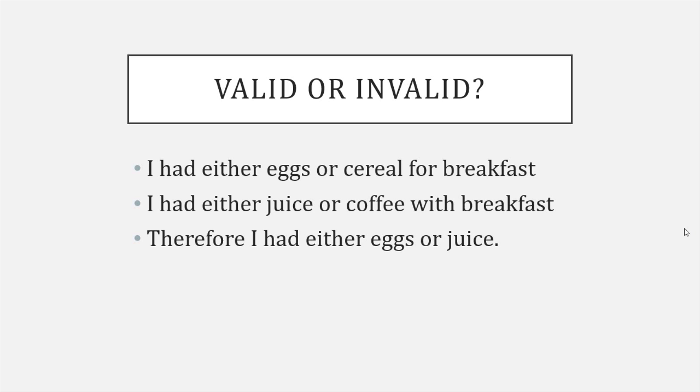Cereal and coffee. If you had cereal, that makes the first premise true. So I either had eggs or cereal for breakfast. That's true if you had cereal. Yeah? Good. I either had juice or coffee with breakfast. That's true if you had coffee. Yeah? So we've just made it. So you got a breakfast, you had cereal and coffee.